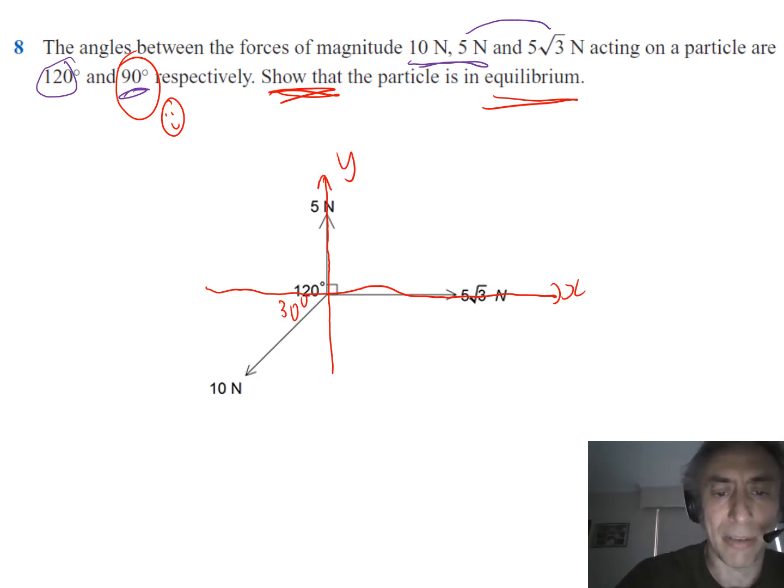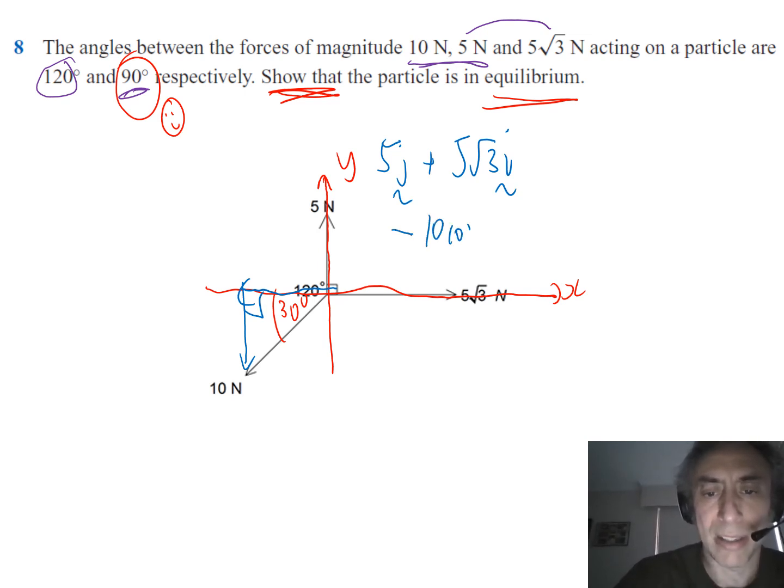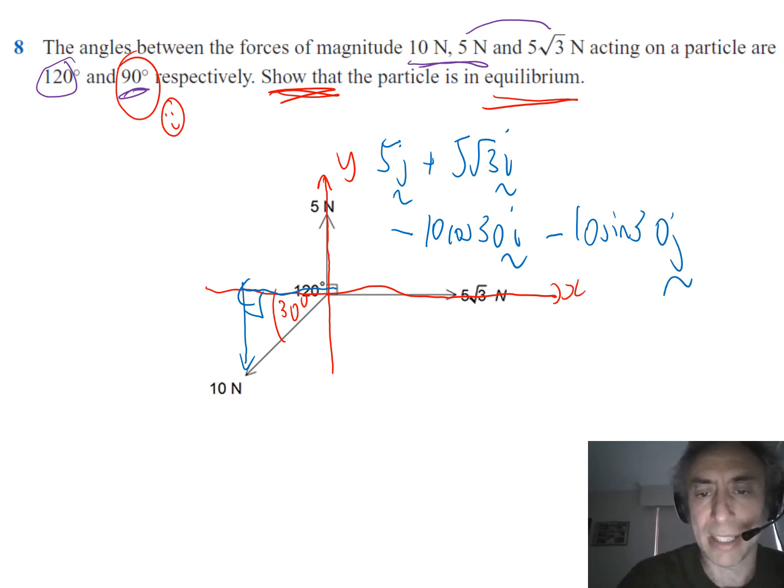30 degrees over here. So of course, when I resolve each force with respect to the X and Y plane, we're looking at that kind of scenario. Okay, so clearly this is very similar indeed to the last one. All three forces would be 5J plus 5 root 3I, and then the 10 Newton force would be minus 10 cos 30 in the I, minus 10 sine 30 in the J, and you can see you'll get a nice cancelling of your I's and a nice cancelling of your J's, leading to a zero vector sum.